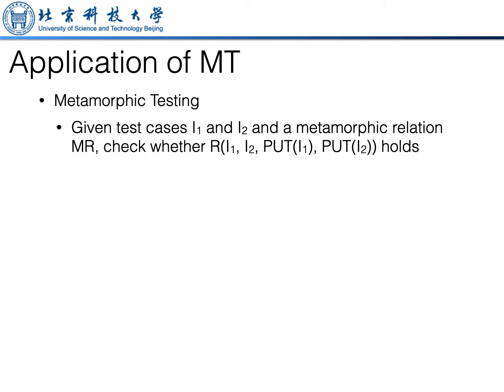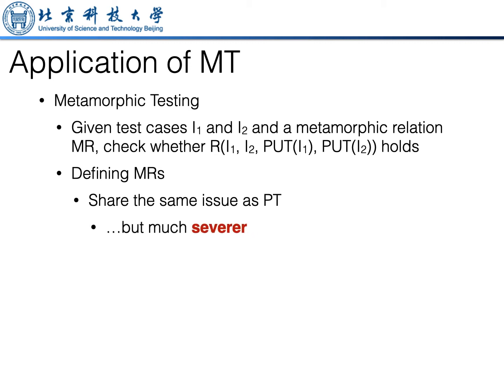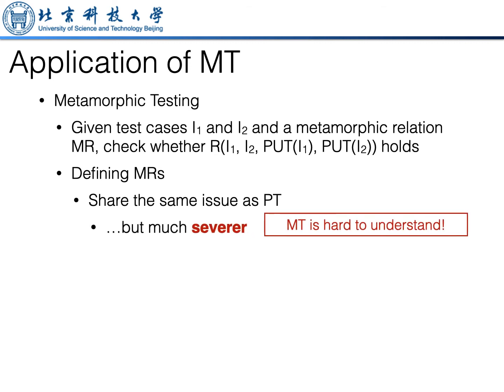Metamorphic testing is an innovative testing approach that is developed from the property-based testing. The basic idea is to use a metamorphic relation R, which is a necessary property, to check whether a source test case and a follow-up test case can make R satisfied. Similar to property-based testing, the key to metamorphic testing is to define high-quality metamorphic relations. We encountered the same difficulties as we faced in property-based testing, but the situation is worse. We find that metamorphic testing is much harder to be understood by domain experts and HPC developers. However, without their help, we cannot identify good metamorphic relations.